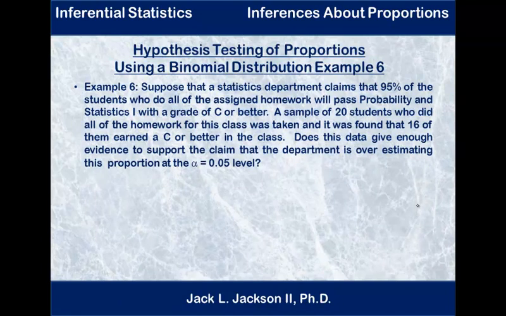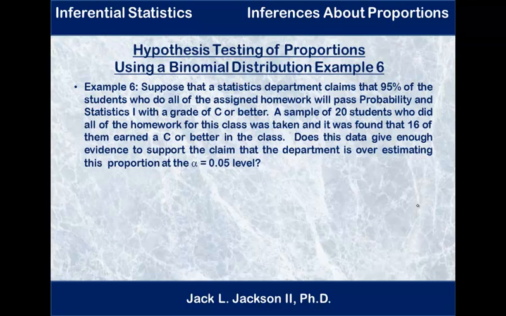Suppose that a statistics department claims that 95% of the students who do all the assigned homework will pass Statistics 1 with a grade C or better. And we want to test this out. So we sampled 20 students at random out of the students who did all the homework, and it's found that 16 of them earned a C or better. Does this data give enough evidence to support the claim the department is overestimating the proportion at the alpha equals 0.05 level? Now 16 out of 20 is 80%.